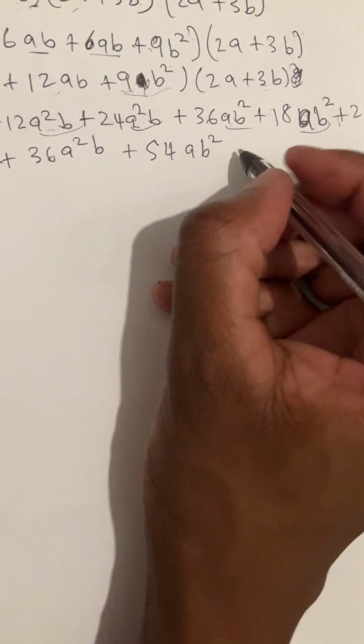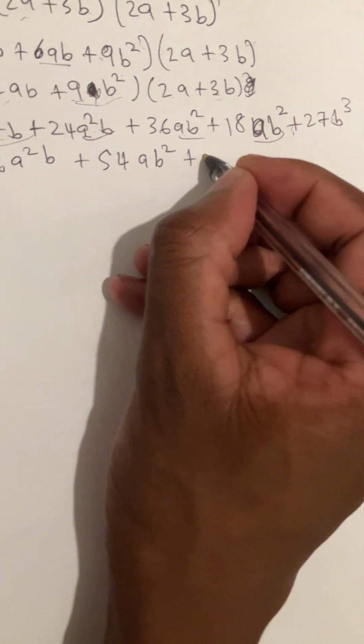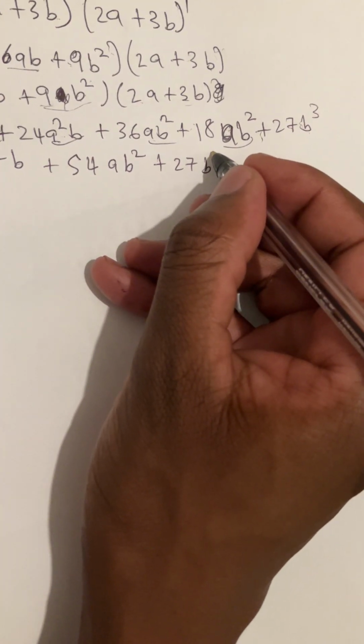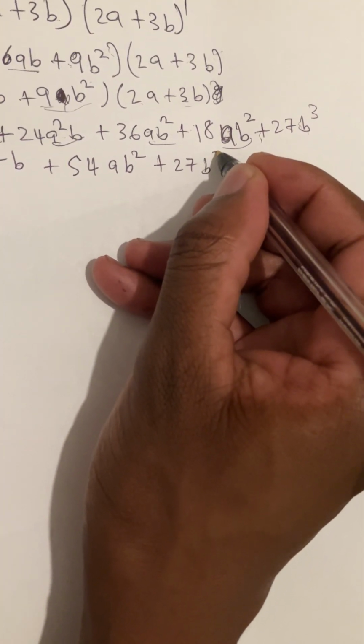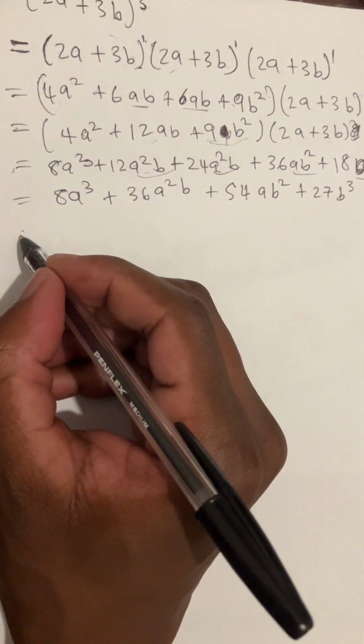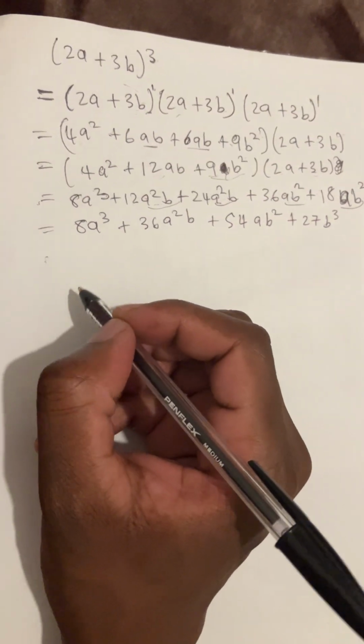54 A B squared plus 27 B cubed. This one doesn't have a relative. Then we are done with our problem.